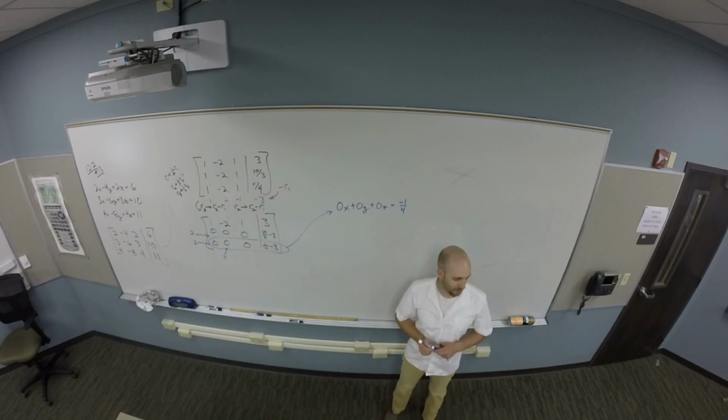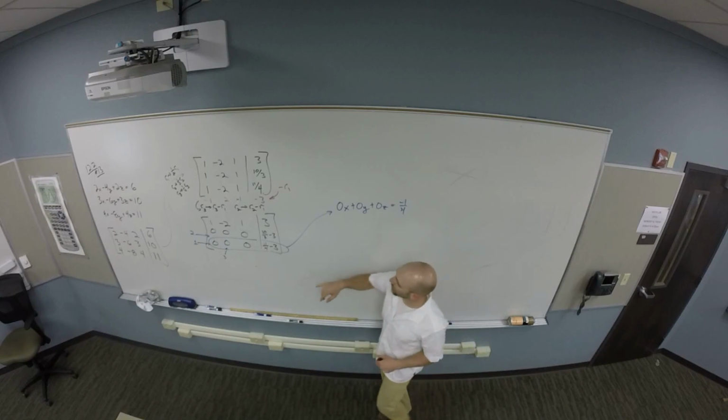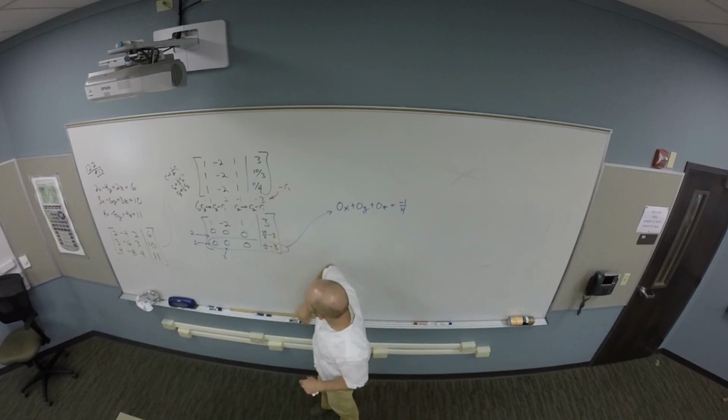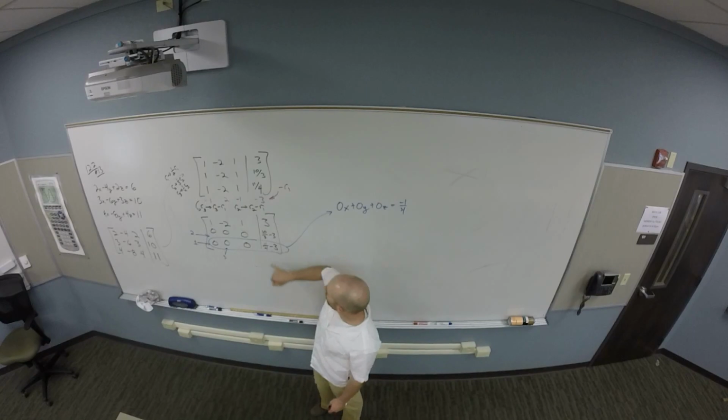Is this going to happen? Is 0 plus 0 plus 0 going to ever be negative a quarter? No. So somehow these planes aren't hitting. That's because they're parallel. You guys see that? In fact, if we look here, what we have is 3 different parallel planes because we ended up with this contradiction twice.